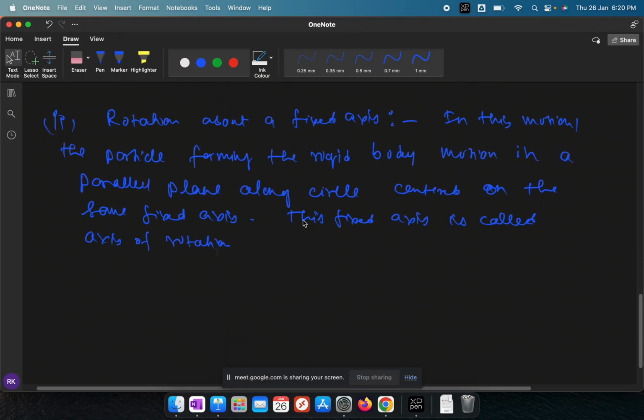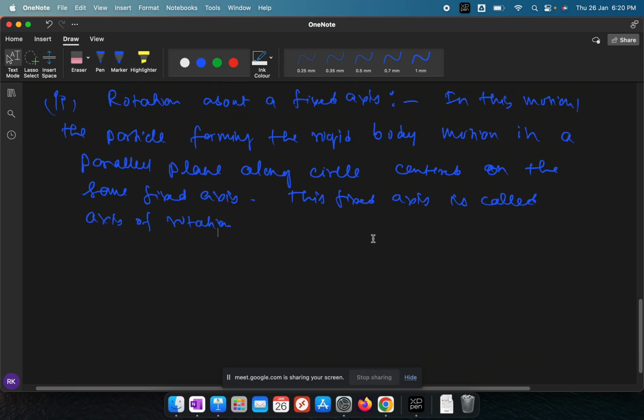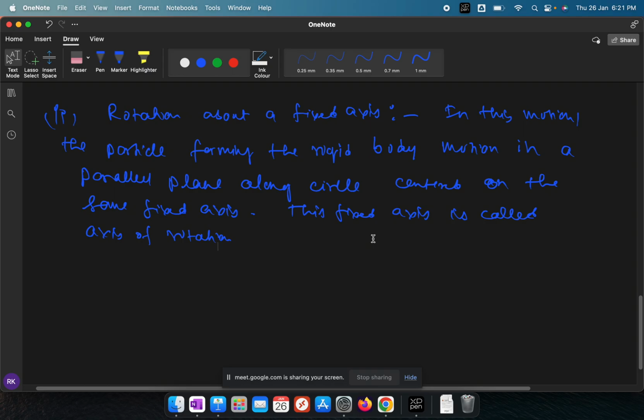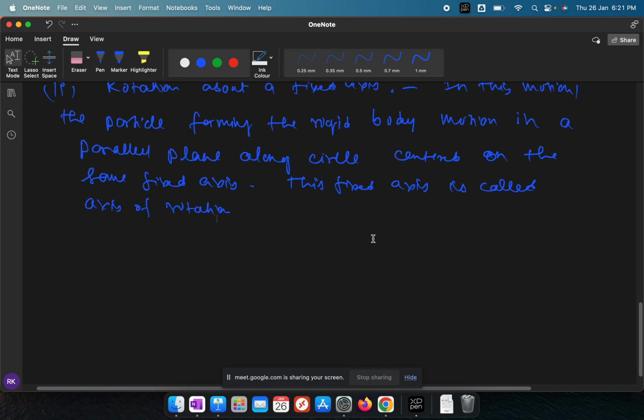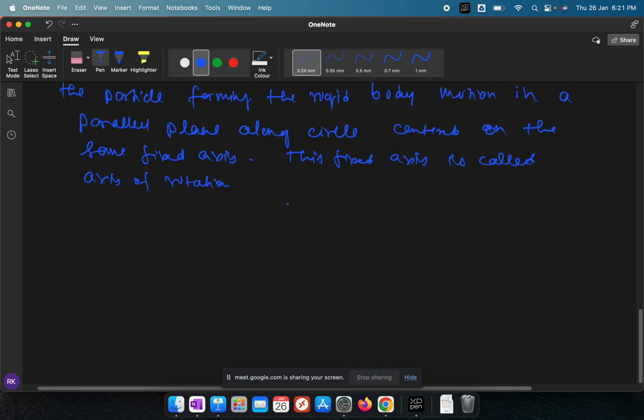Okay. So, what I'm trying to say, in this case, the motion forming the rigid body motion in a parallel plane along the circle centered on the same fixed axis, and this is called what? Axis of rotation.